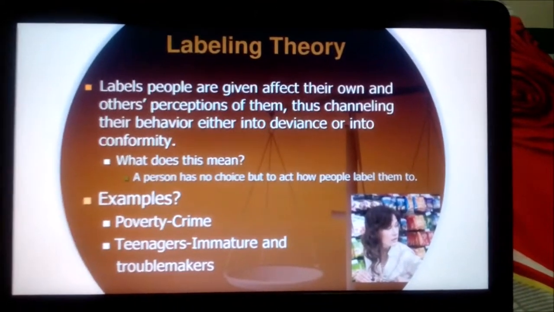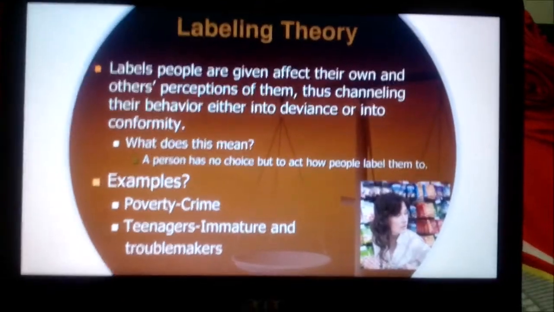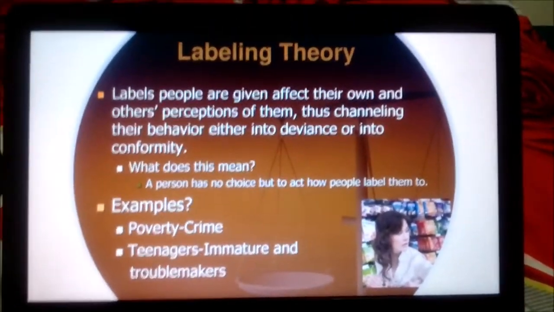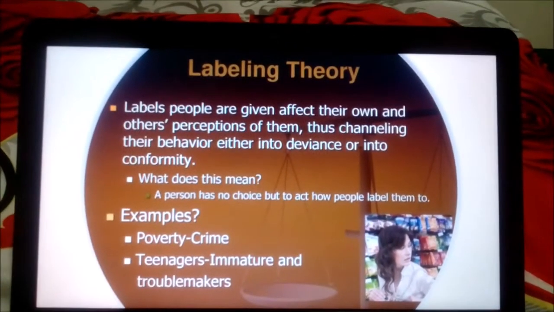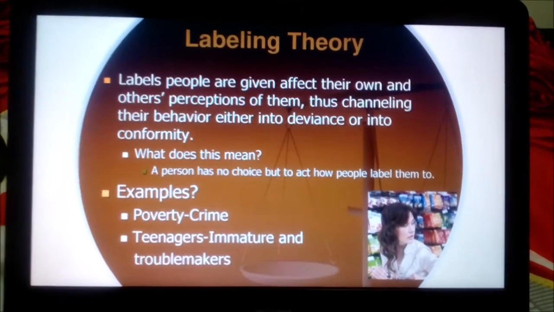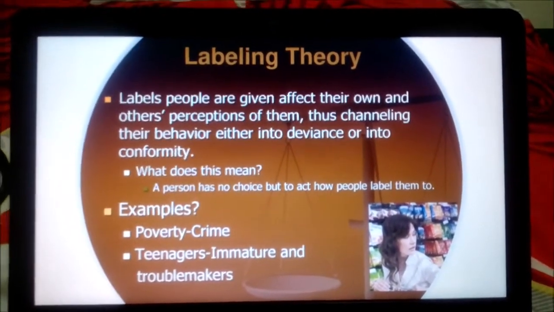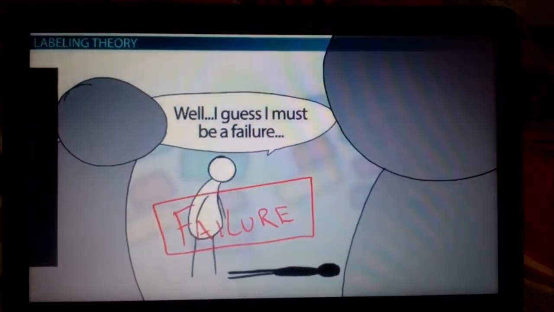So, as a society, it looks at them as immature and troublemakers. Society labels you according to your status, your age, your gender, your ability, and your capability to act in society. That's labeling theory.